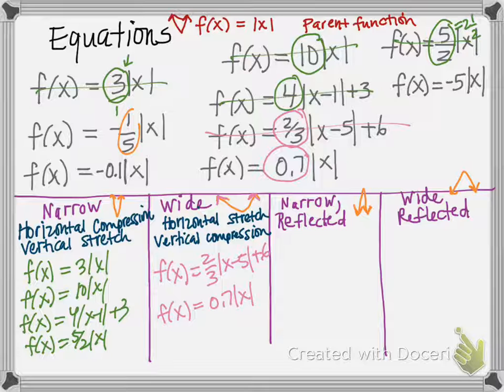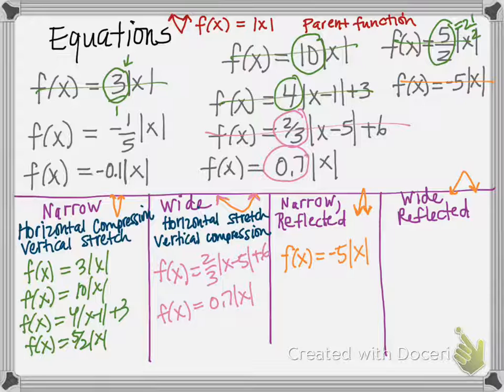1/5 is not bigger than 1. Neither is 1/10, but I see 5. Ignoring the sign, 5 is bigger than 1. So the 5 makes it narrow, and the negative reflects it. So f of x equals -5 absolute value of x. So again, the 5 makes it narrow, the negative reflects it.